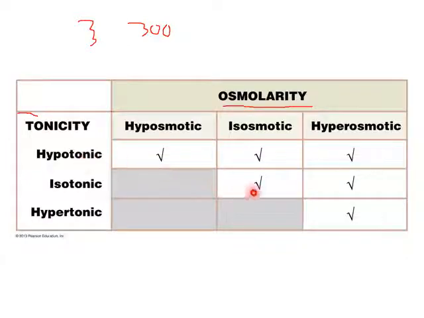But let's look at isoosmotic. You can have an isoosmotic solution, and everybody thinks, oh, it should be isotonic, but it can also be hypotonic. Isoosmotic just means the same osmolarity. In this case, what would isoosmotic mean? The cell is 300 milliosmoles. So what if this solution was 300 milliosmoles?